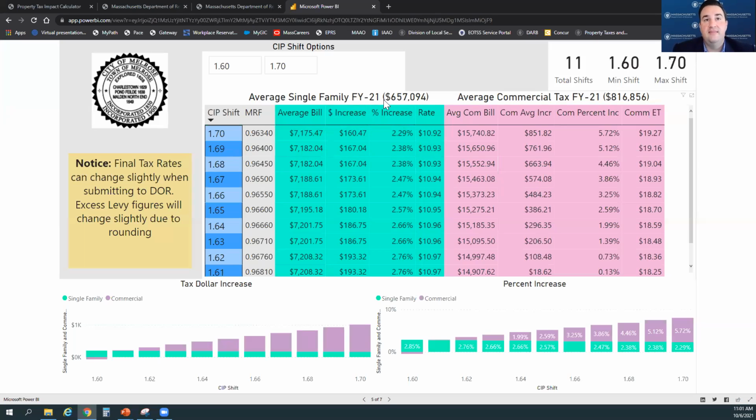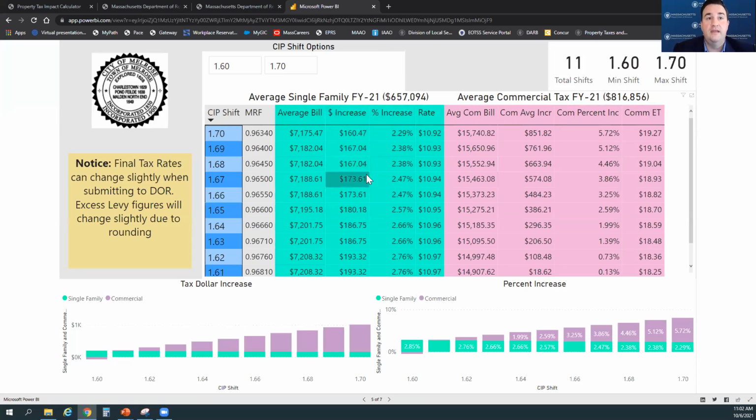So in order to create this, you have to have your single family average value and then the average commercial value. Those two numbers are going to allow you to put in what the average bill is, and then the increase, and then percentage increase. So the options table extract will give you the CIP, the MRF, and then the tax rate. These numbers in the middle are actually using this $657,000 average single family amount.